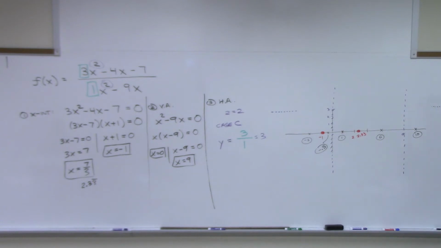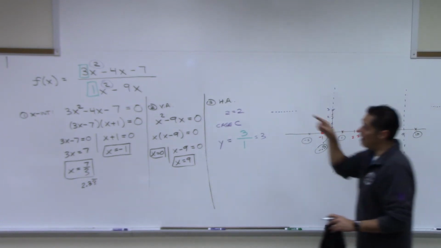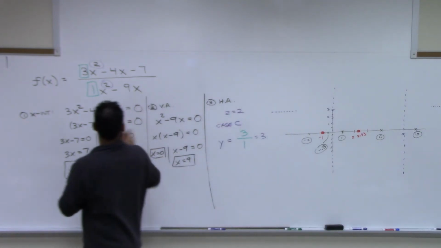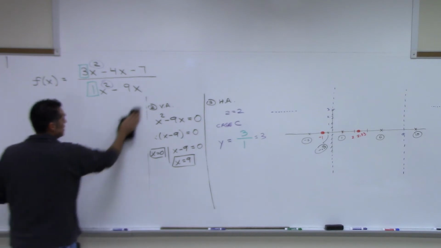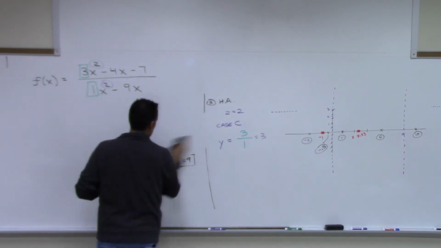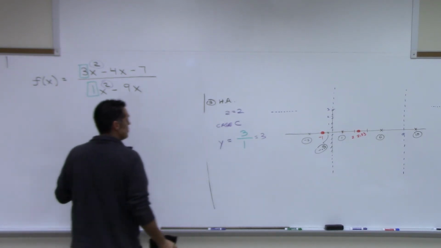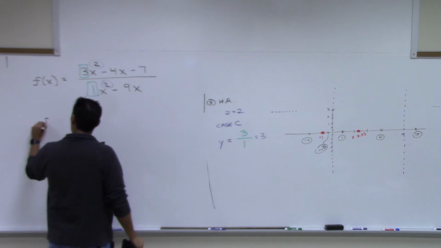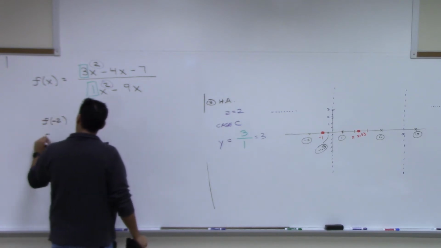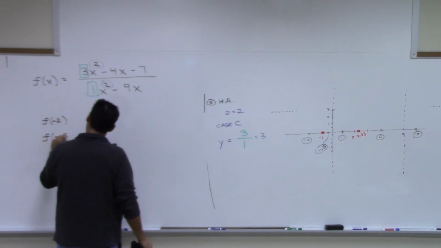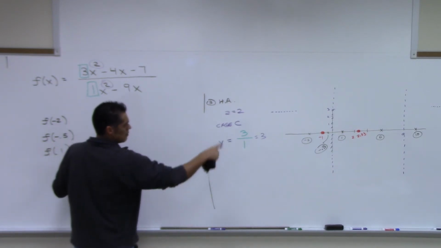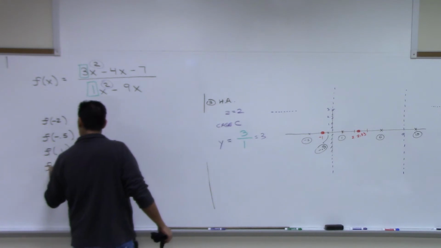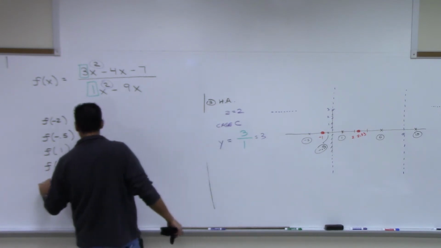And now you have the pleasure of plugging those numbers into that nasty, ugly thing. This is just the tedious part. Make sure you're taking your time, using your calculator if you need to. We need -2 in there. We need -0.5. We need 1. We need 6 and 10.